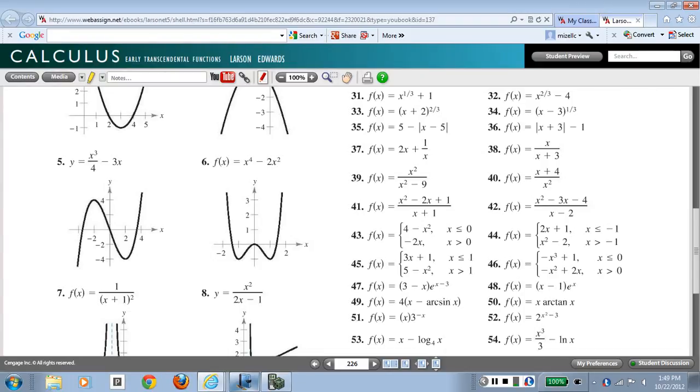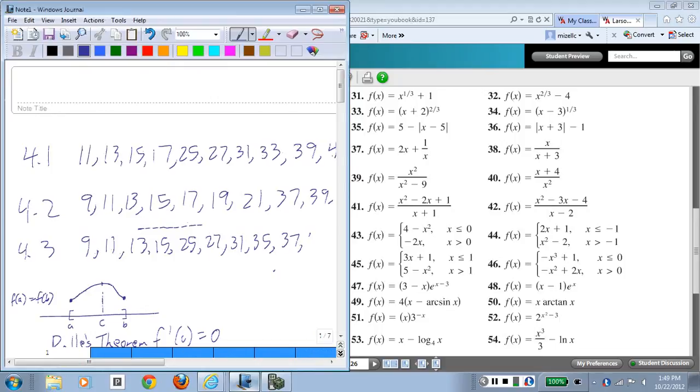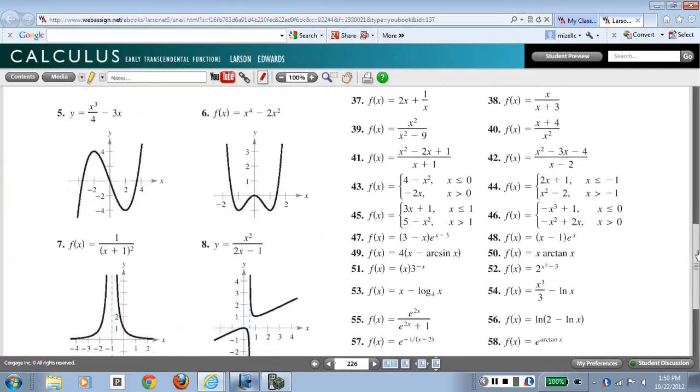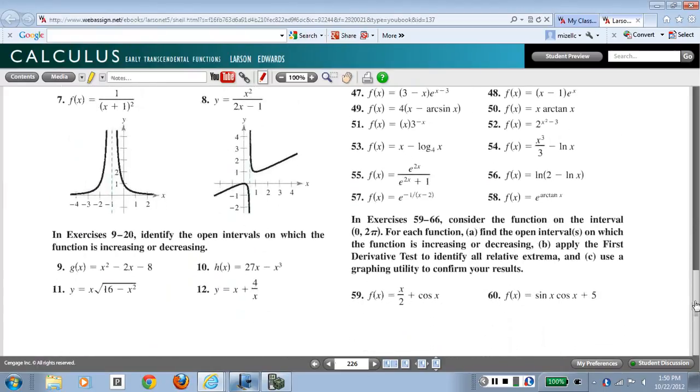We did a piecewise function, but I don't think 43 would be out of bounds. Is there anything? Ooh, 47. 47's nice. I like that. And then they get more extreme. Apply the first derivative test to identify all relative extrema. Use a graphing utility to confirm your results. 59.